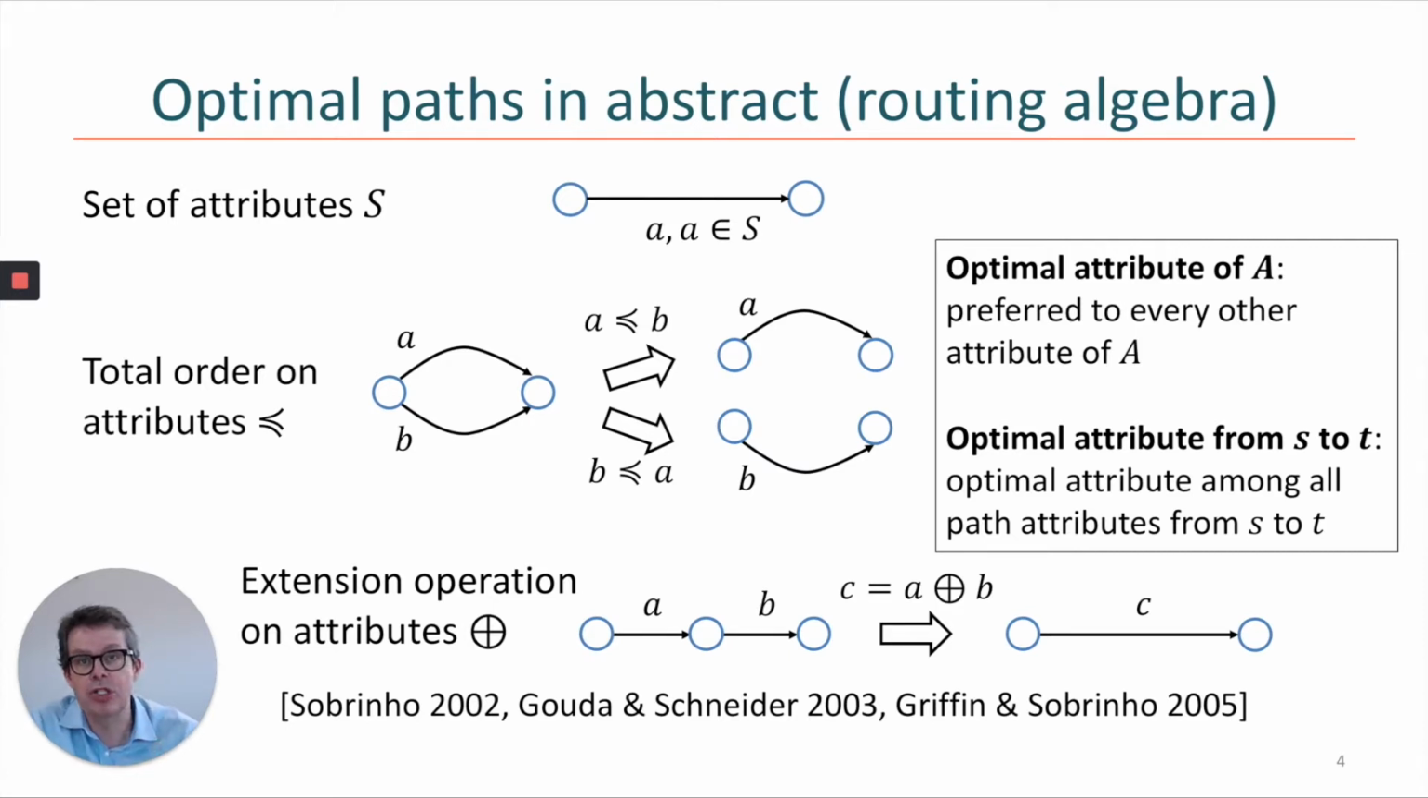The extension operation allows calculation of the attribute of a path from the attributes of its constituent links. The prototypical routing algebra is the one underlying shortest paths. In this case, attributes are non-negative real numbers. The total order is the less than or equal order, and the extension operation is addition.